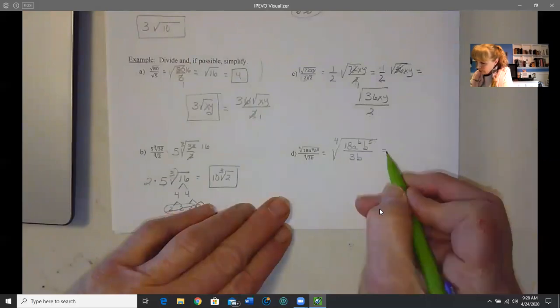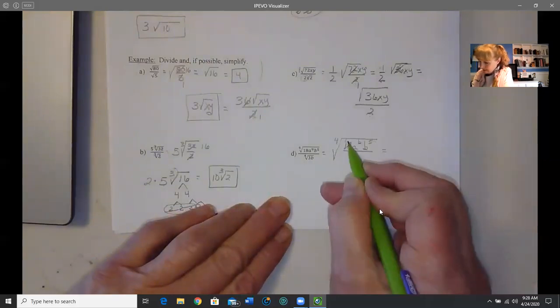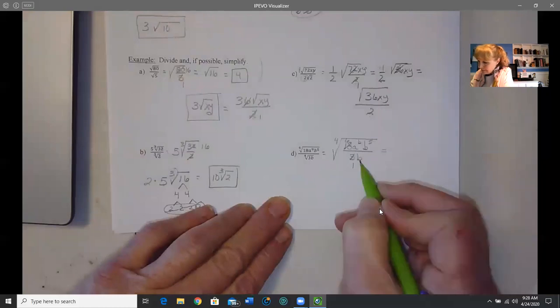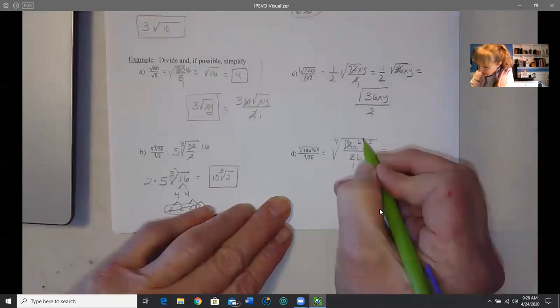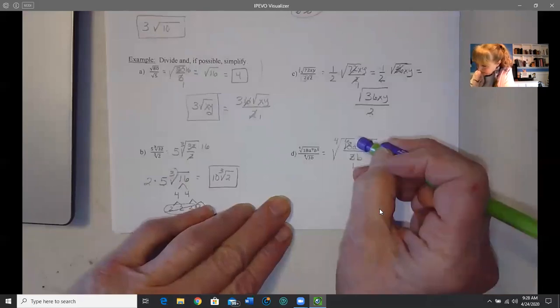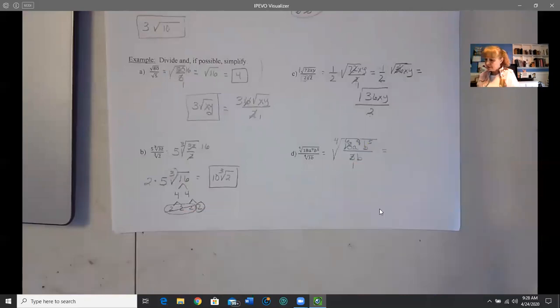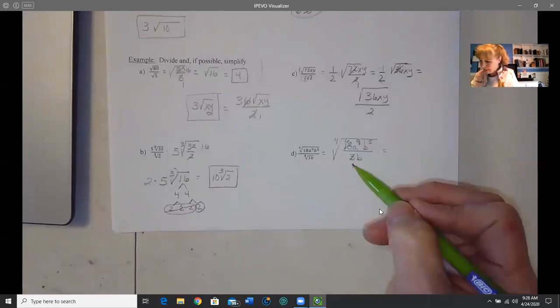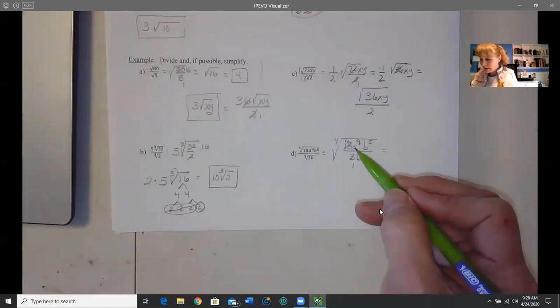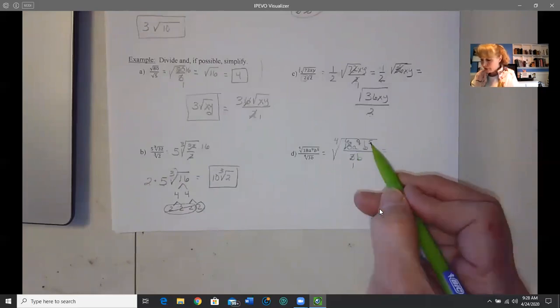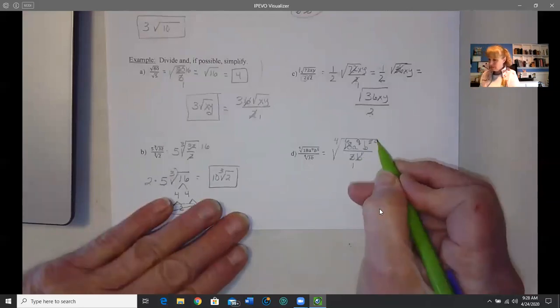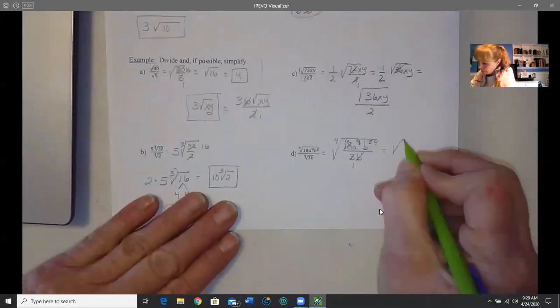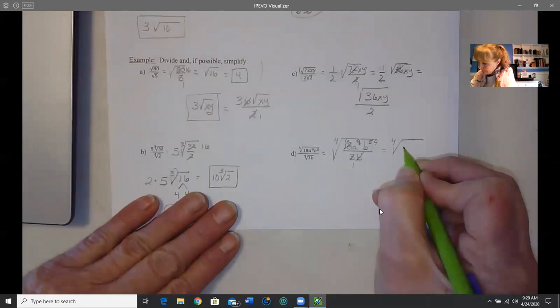3 goes into there once, 3 goes into there 6. Okay, the B's. There's no other A's, so that A to the 9th is going to stay, but B to the 5th, B to the 1st. Remember, you subtract exponents. So now I've got the 4th root of 6, A to the 9th, B to the 4th.